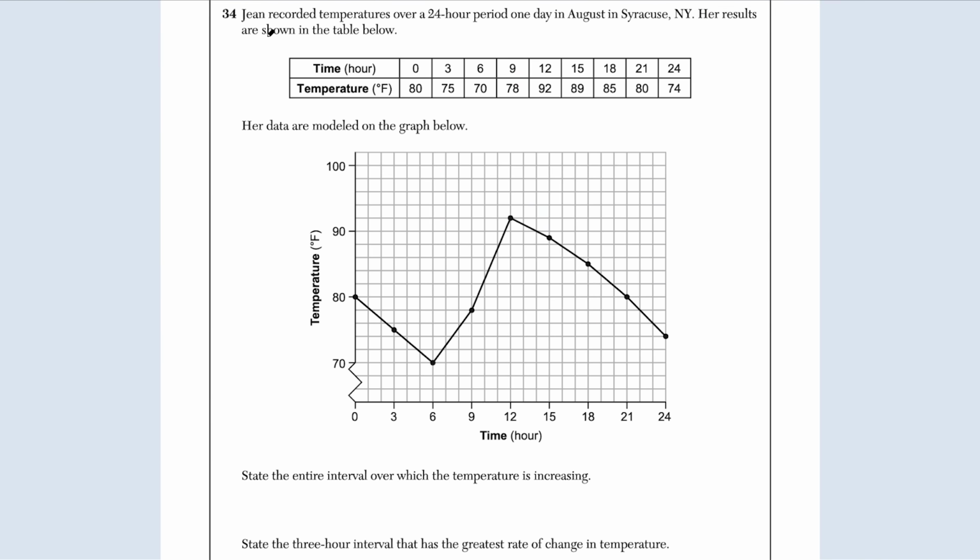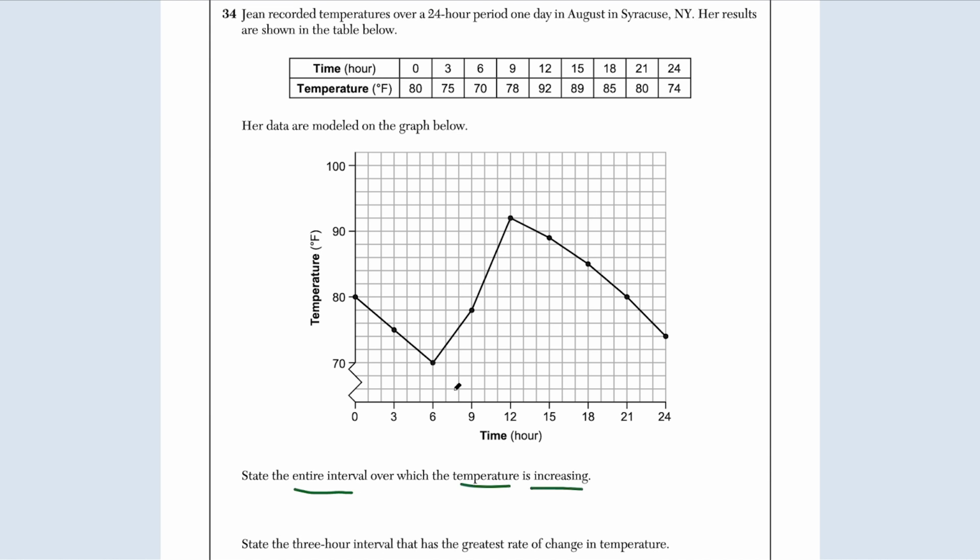Question 34, we have Jean recorded temperatures over a 24-hour period one day in August in Syracuse, New York. And here's her results in this table. And her data is also modeled by this graph. And we have a few things to answer. But first, we're going to state the entire interval over which the temperature is increasing.